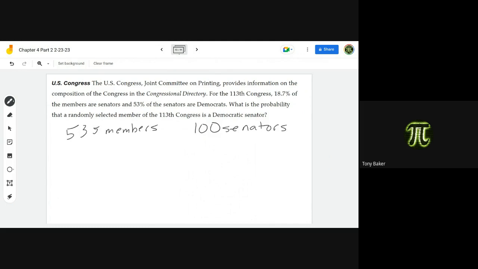All right. So for the 113th Congress, 18.7% of members were senators. If you did 100 divided by 535, you get 18.7. That's actually where that came from. And 53% of the senators are Democrats.